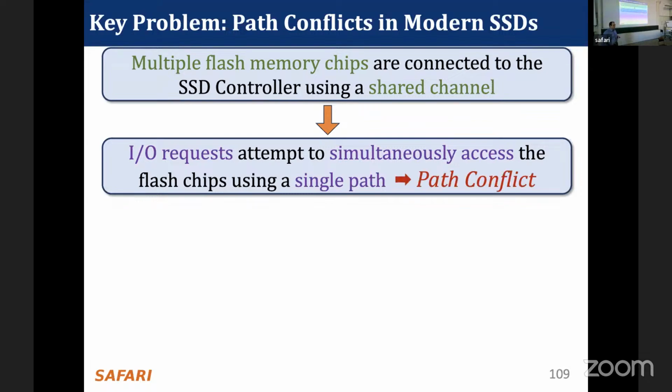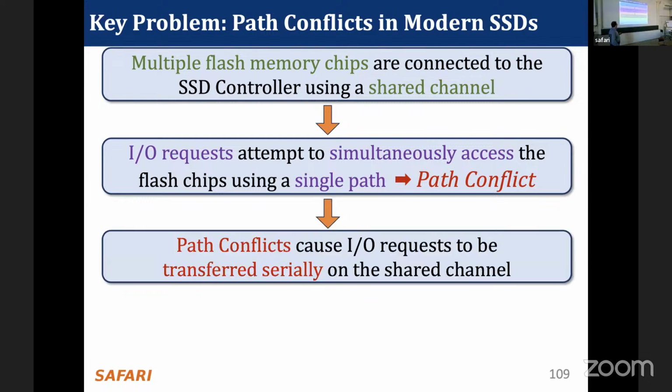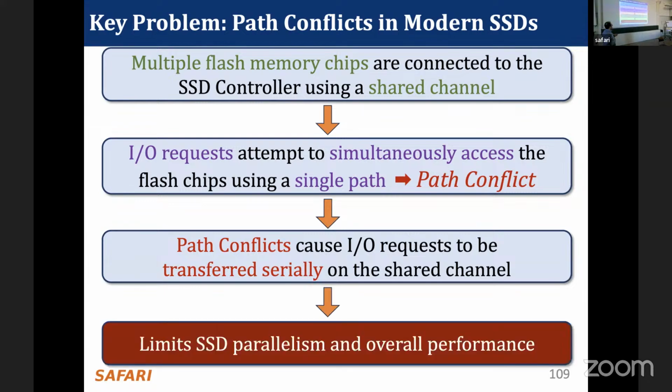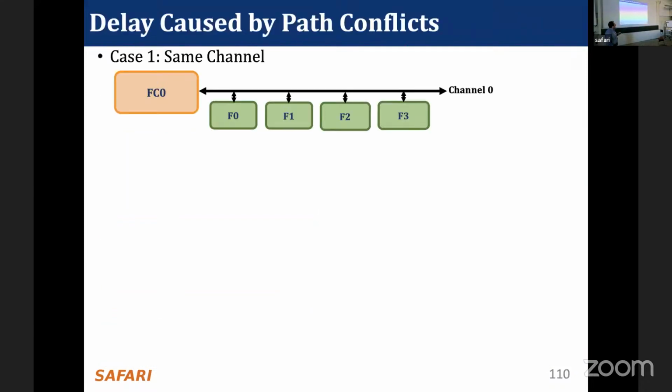And we have this problem of path conflict, basically. Path conflicts cause a lot of I/O requests to be transferred serially on the shared channel, and that limits SSD parallelism and overall performance. So let's see the delay caused by path conflict with an example.